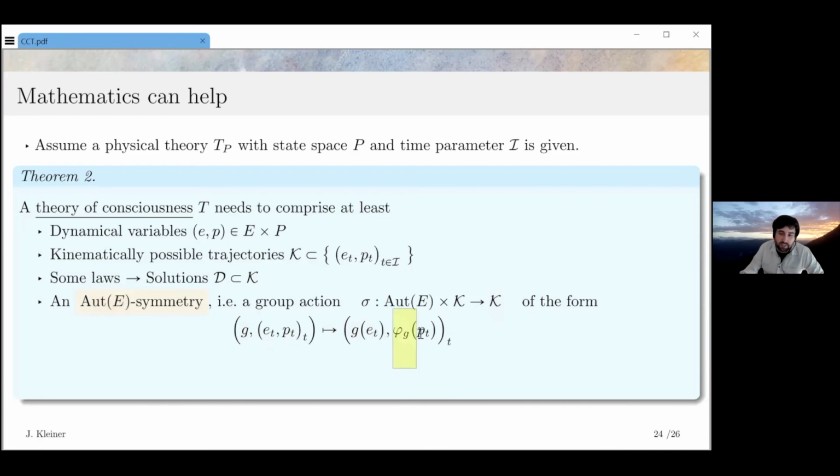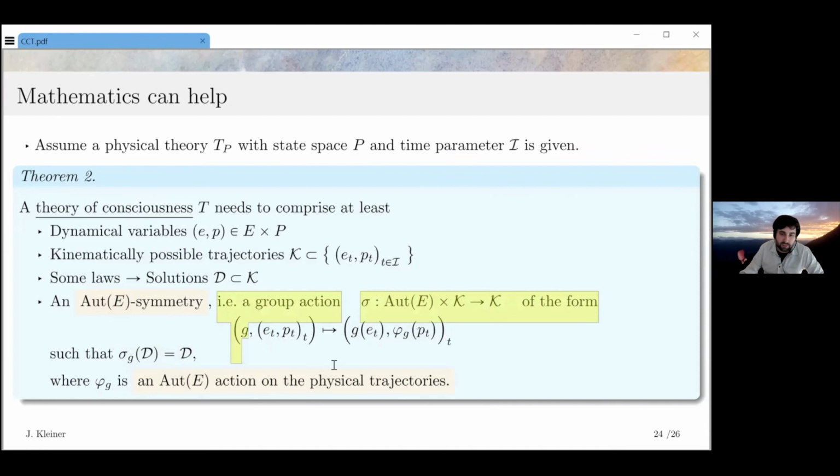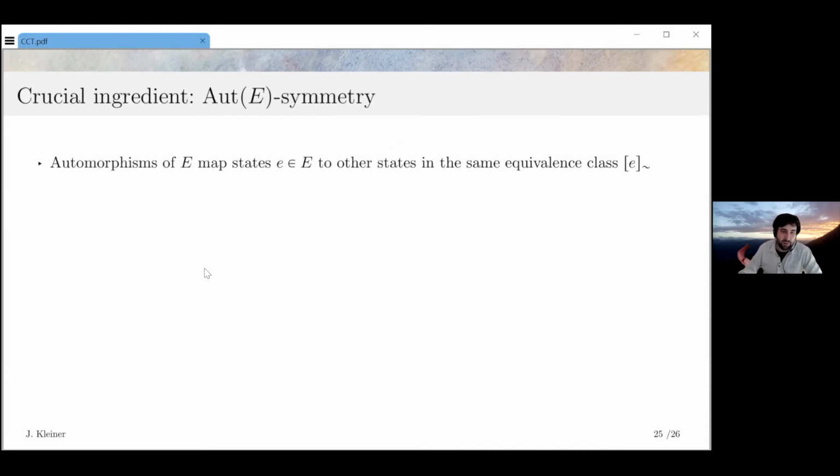So that's the requirement of something being a symmetry. Maybe let me emphasize this is just an exposition of what it means to be a symmetry. The crucial point is that this Aut E symmetry can do something with the physical part of the trajectories of the model of consciousness. And that follows again from the requirement of being intersubjectively well-defined. So what does this mean? How can we understand this?